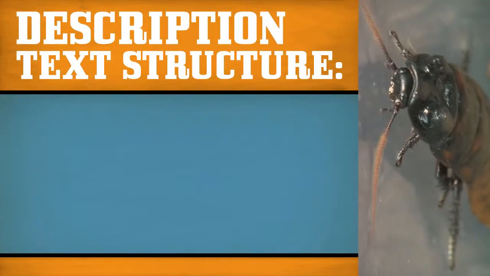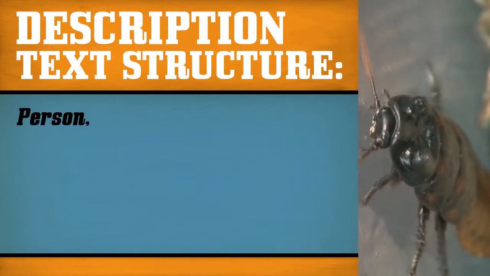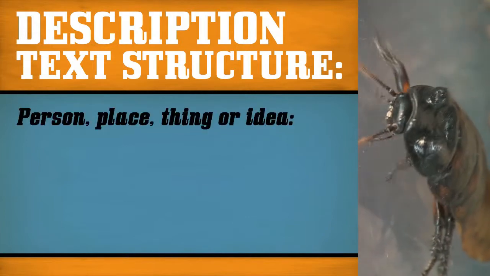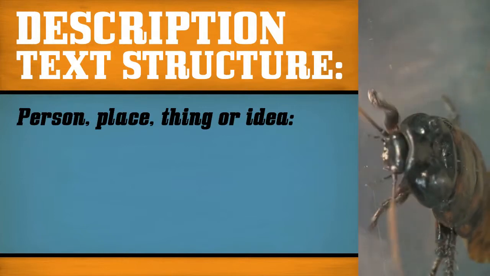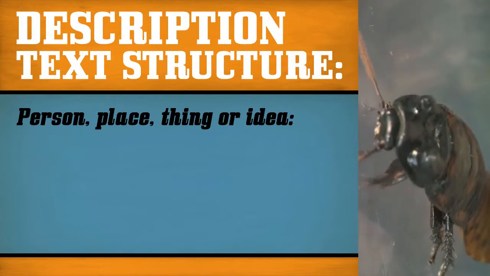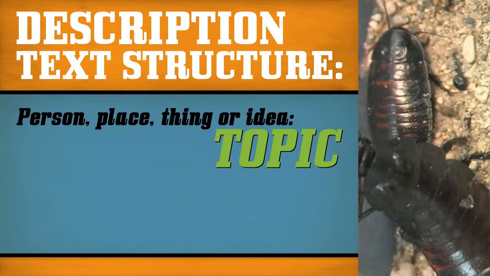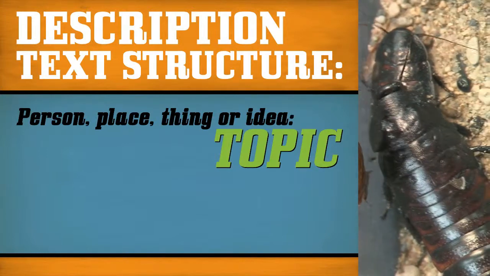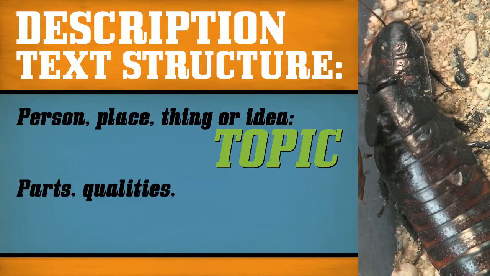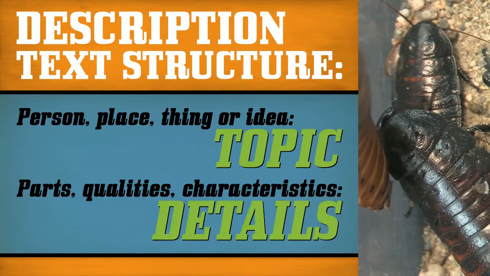Typically, an author who writes using description text structure begins by identifying the person, place, thing, or idea that is the topic within the first sentence. By doing so, the author creates what is often called the topic, or the main idea sentence. Skillful authors then spend the rest of the paragraph telling the reader about the topic by describing parts, qualities, and characteristics of the topic, also called the details.